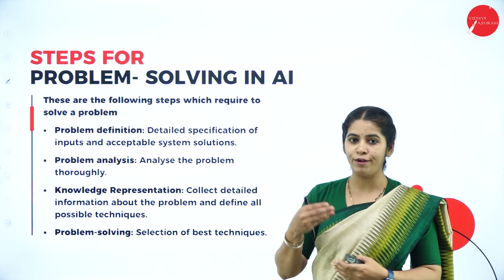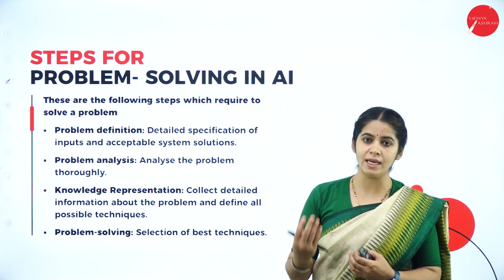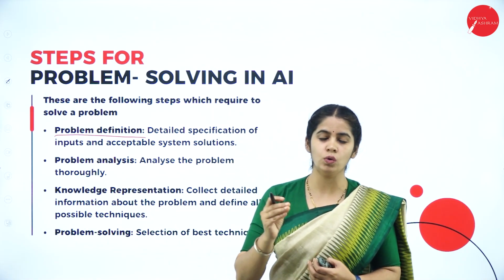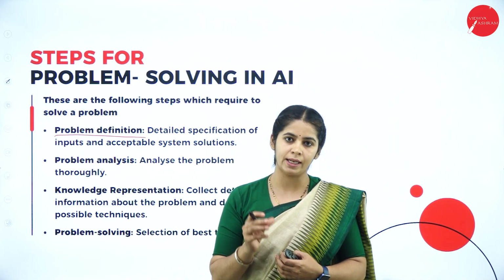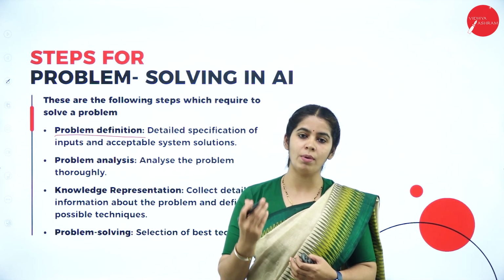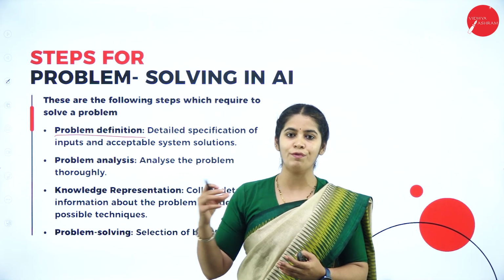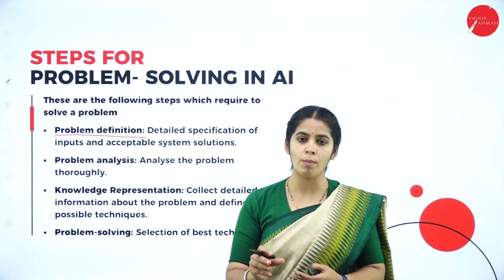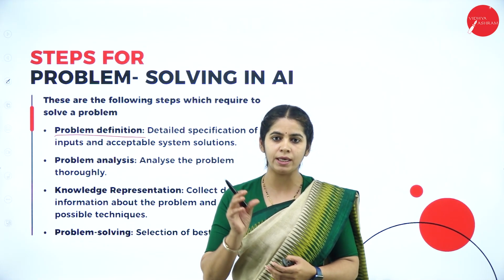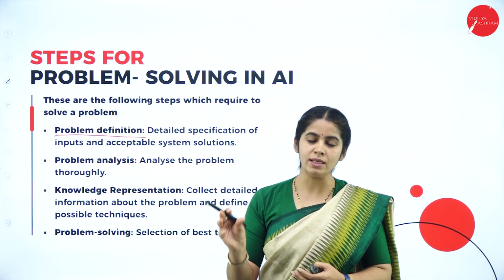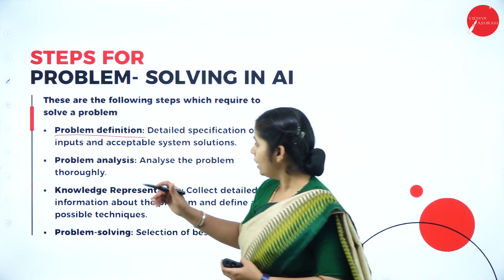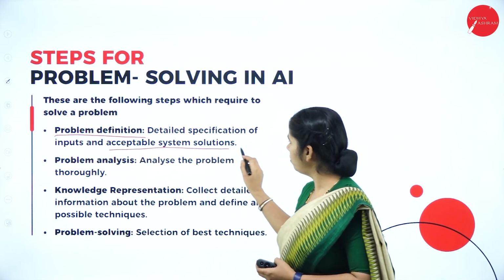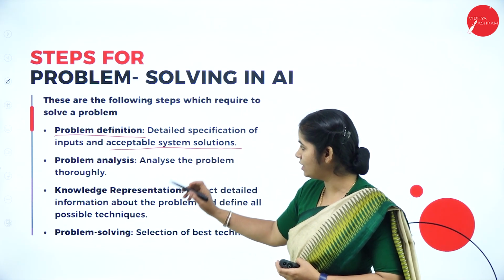There are five steps we have to follow to solve any problem. One is the problem definition. First, we need to know what the problem exactly is. We should define the problem properly. We should understand the problem, then only can we find the solution for that, right? Similarly, here also we should define the problem properly, including all the aspects. Then, after defining the problem, a detailed specification of inputs acceptable by the system solution. That is called defining the problem.